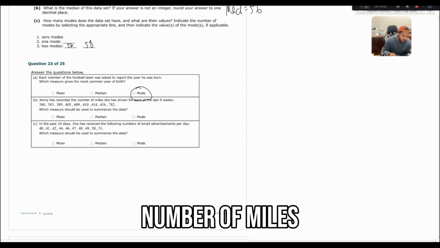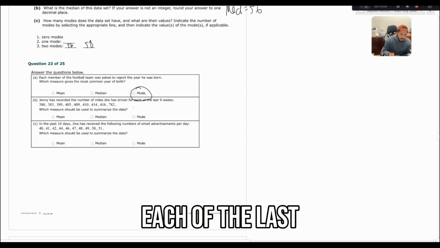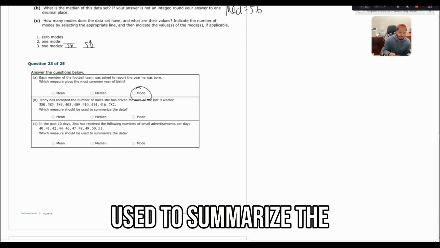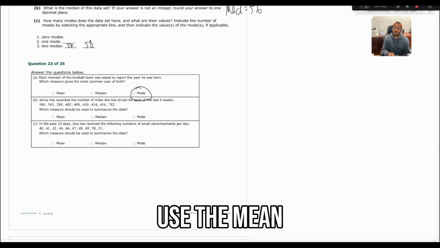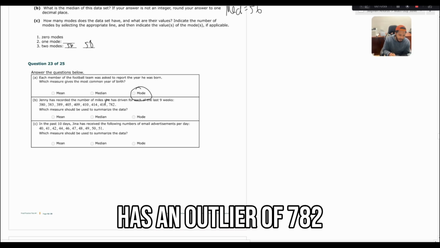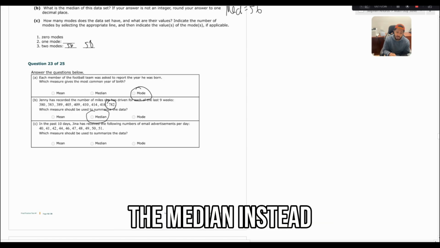Jenny has recorded the number of miles she has driven for each of the last 9 weeks. Which measure should be used to summarize the data? So again, anytime they have an outlier, we don't want to really use the mean. And so since this one has an outlier of 782, we actually want to use the median instead.